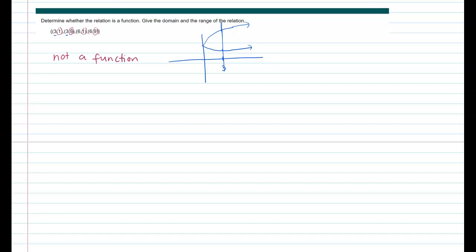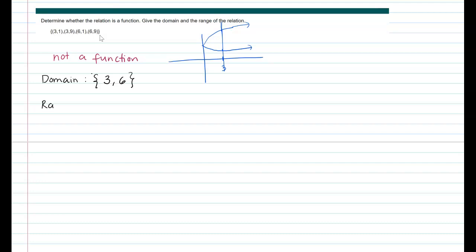Now, what about the domain? When you say domain, it is the set of all x values. So what are the x values here? You have 3, 3, 6, 6. In that case, you would only need to write each once. So you write down 3 and 6. Since 3 and 6 are repeated, you don't need to write them twice.